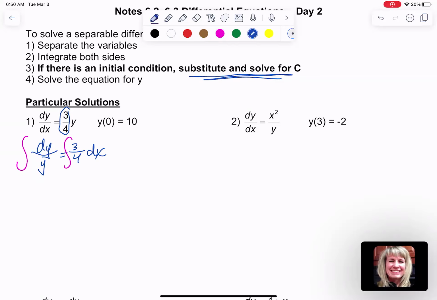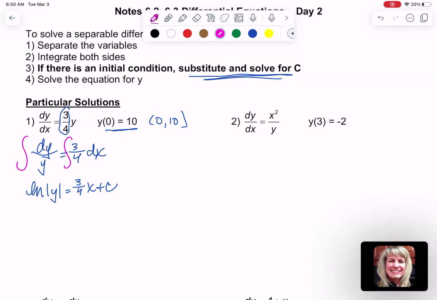And when you do that, on the left-hand side you get natural log of y equals 3/4 x plus c. All right, now we're going to plug this in. This is the ordered pair 0, 10. You can either plug it in at this stage right now, or you can wait and plug it in after we solve for y. I'm going to go ahead and solve for y. When you do that, you're going to get different c values depending on when you plug it in. But you should get the same final answer.